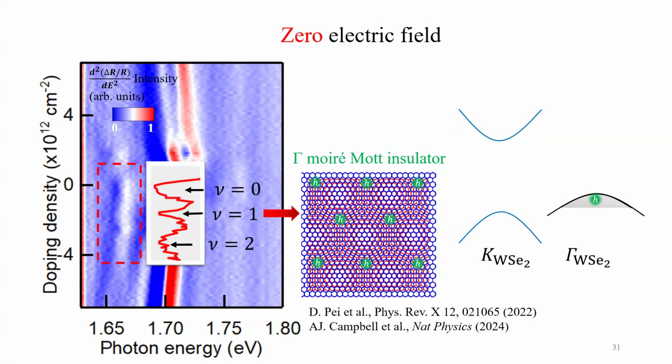So there is a problem. Actually, we don't know the real location of each gamma Moiré holes. And so this is only a schematic. For the real locations, we need further study.